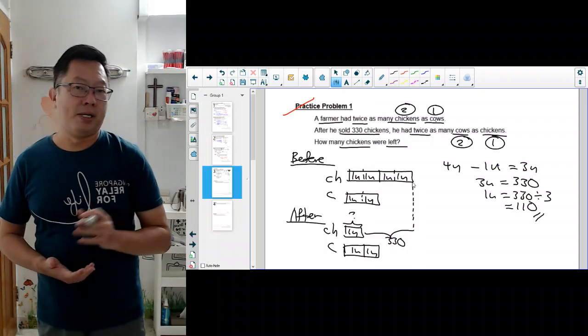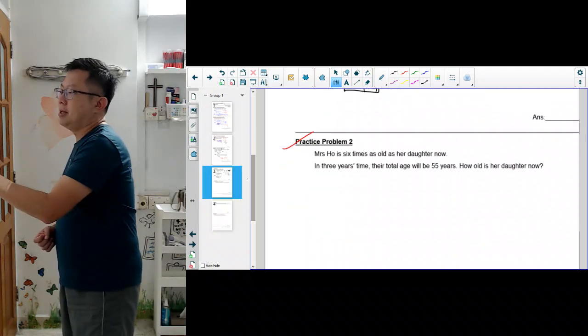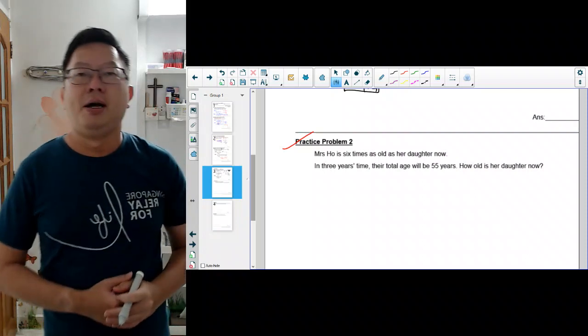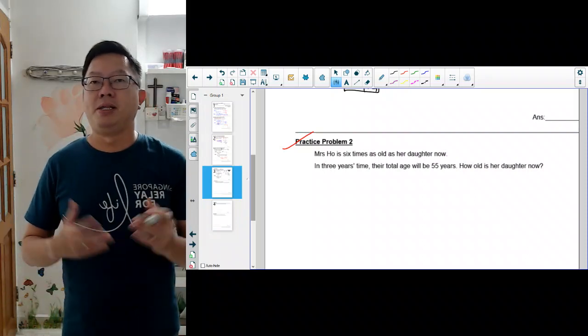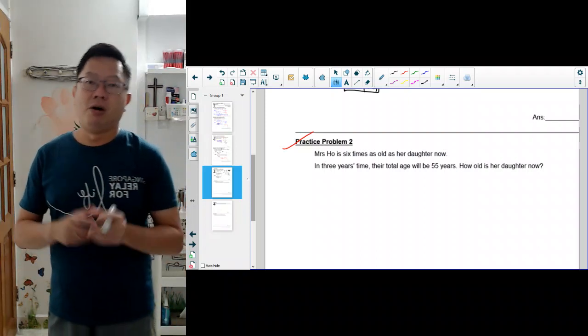You must think about what is unchanged. Okay? Alright, let's go to the next problem. Now, this is an age problem. Any age problem is also a before and after model. Right, and the difference is unchanged. The age difference will always be the same.